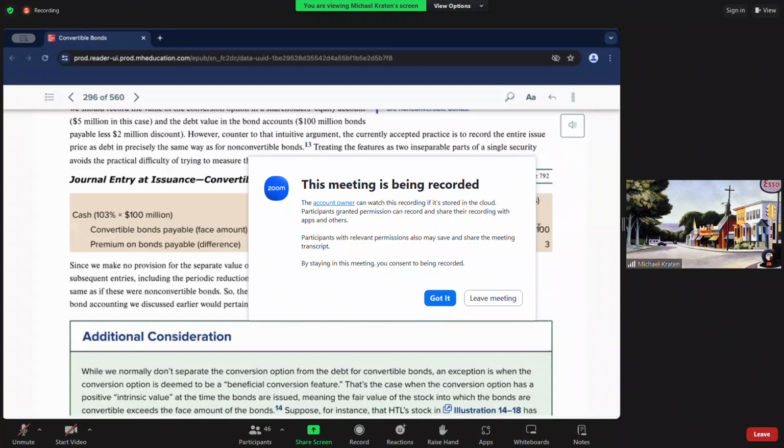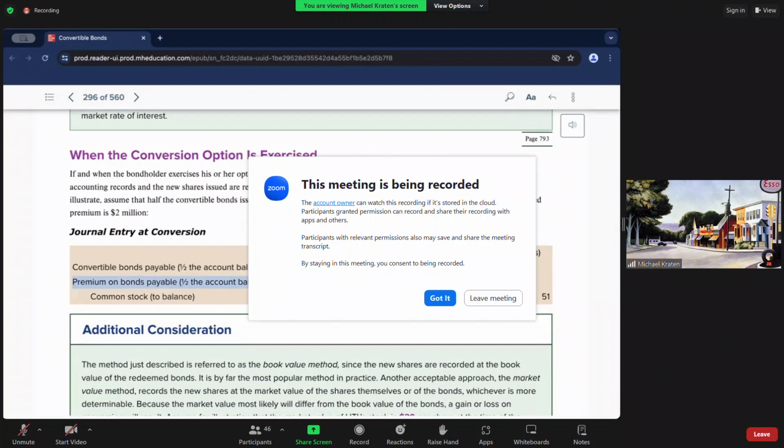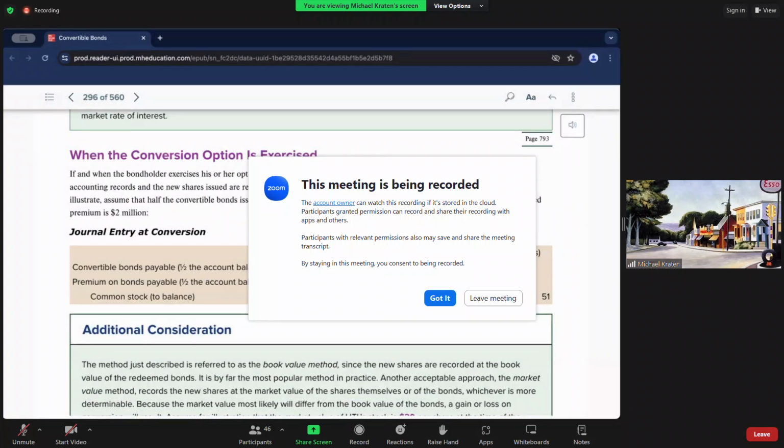And if you remember up here, the original bond payable was 100. The original premium was an extra 3. Half of them go away. And by the way, this one should really be 1.5, half of 3. See, the textbook author says half the balance. Half the balance is actually 1.5. This should be 1.5. Well, okay.